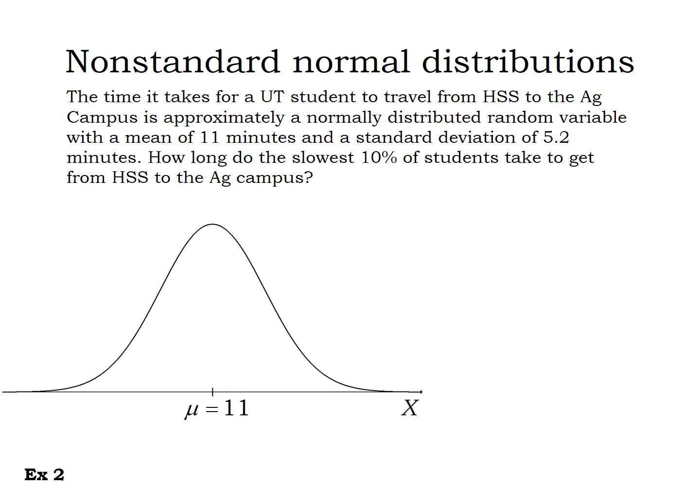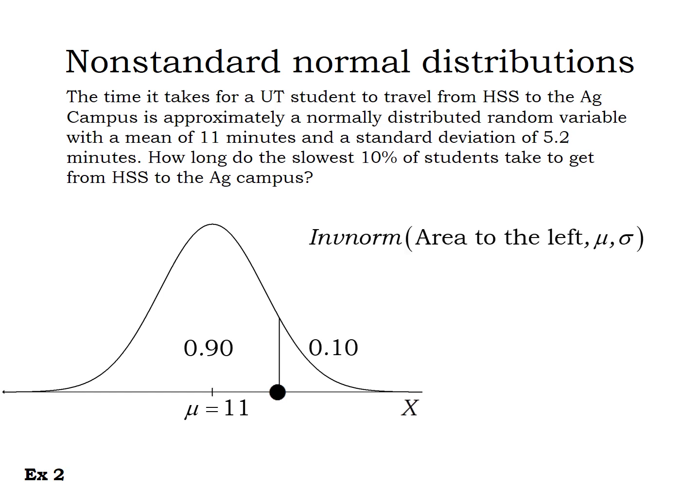Again, normal distribution, normal curve, centered at 11, the mean. We want the slowest 10%, so they're going to be slower than average. So we need the area to the left to be 0.90. And so that is going to come back at 17.664 minutes. And so 90% of students can get there in 17.664 minutes or less, but the slowest 10% take 17.664 or more.